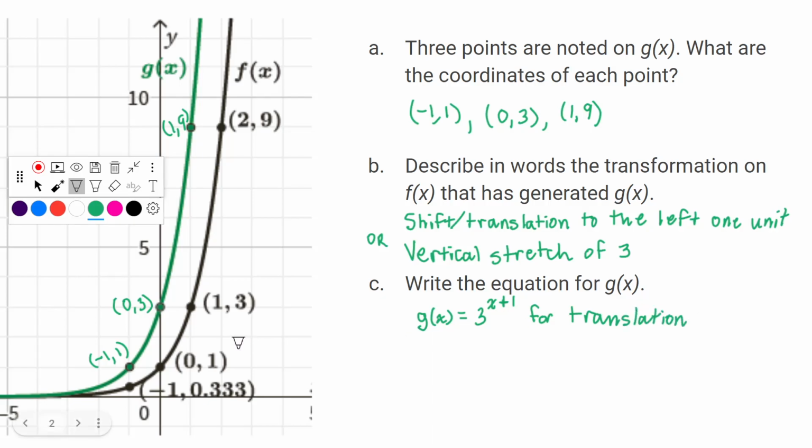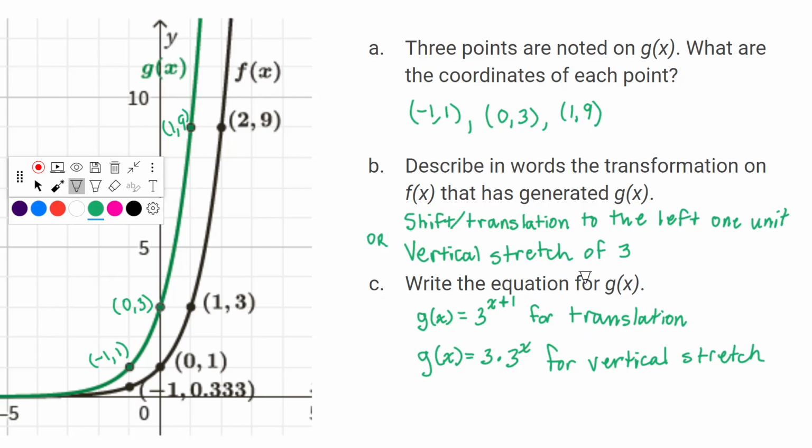For the vertical stretch, I mentioned that we're multiplying the y value times 3. So that's just a matter of taking 3 times 3 to the power of x. And actually, both equations are equivalent, because our properties of exponents would tell us for this vertical stretch that we could add our exponents together, which would give us 3 to the power of x plus 1. But either of these equations would be correct.